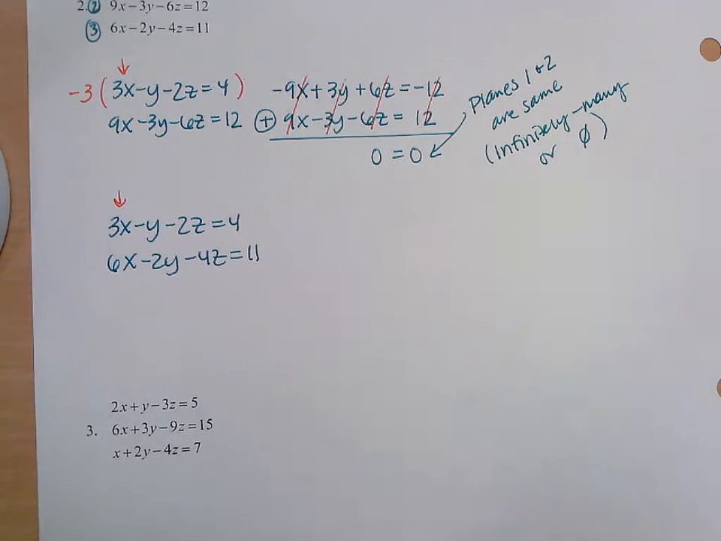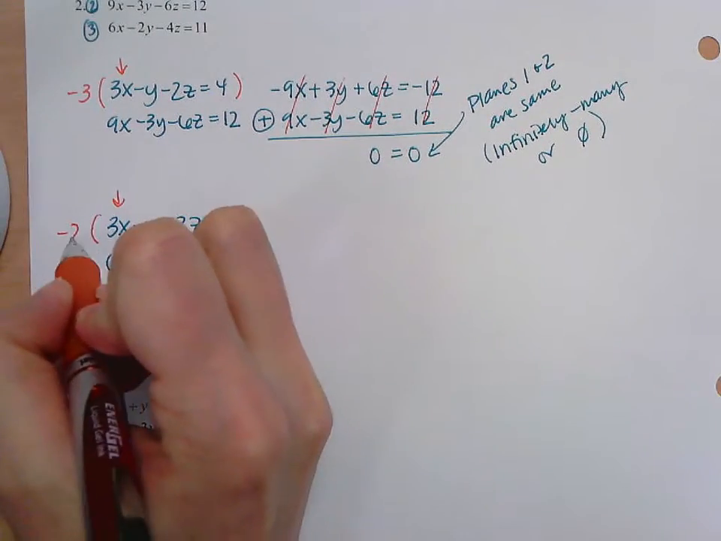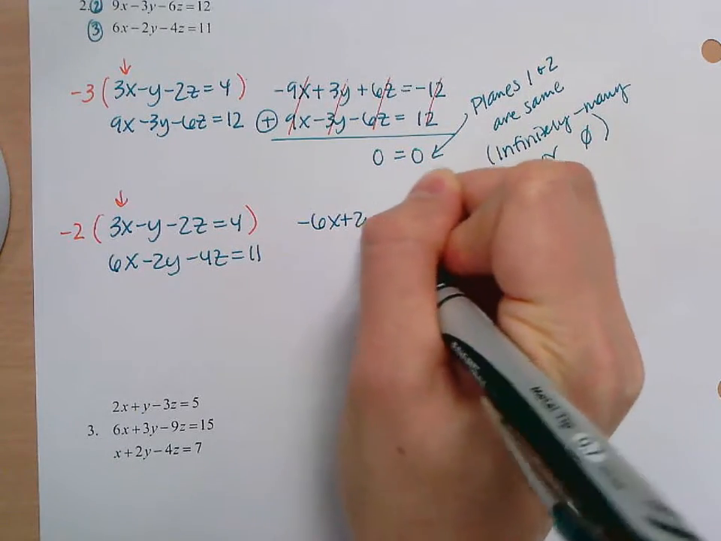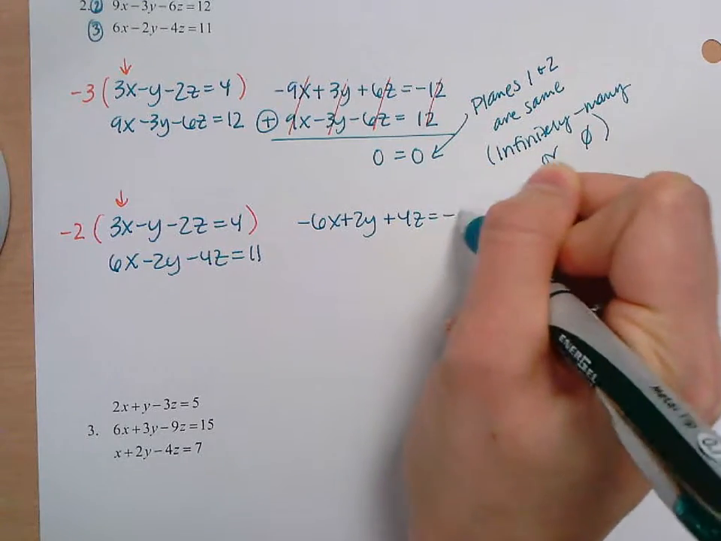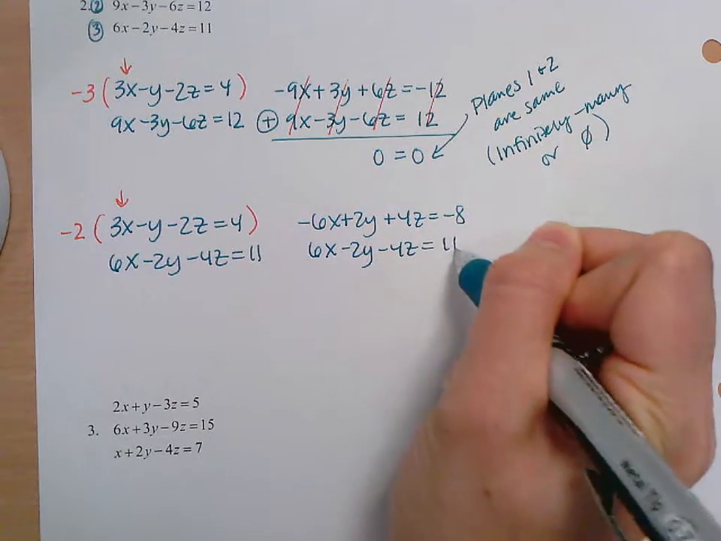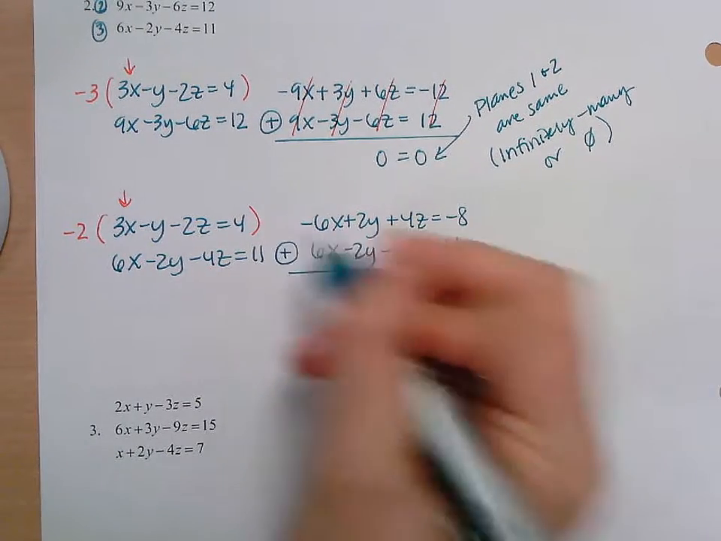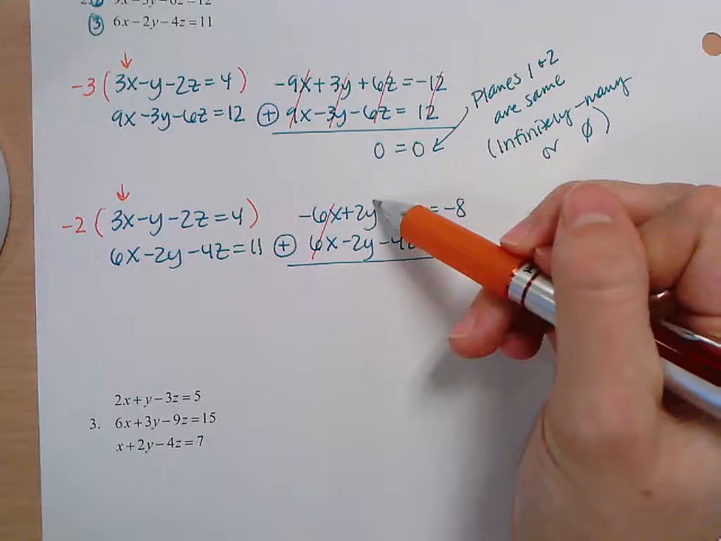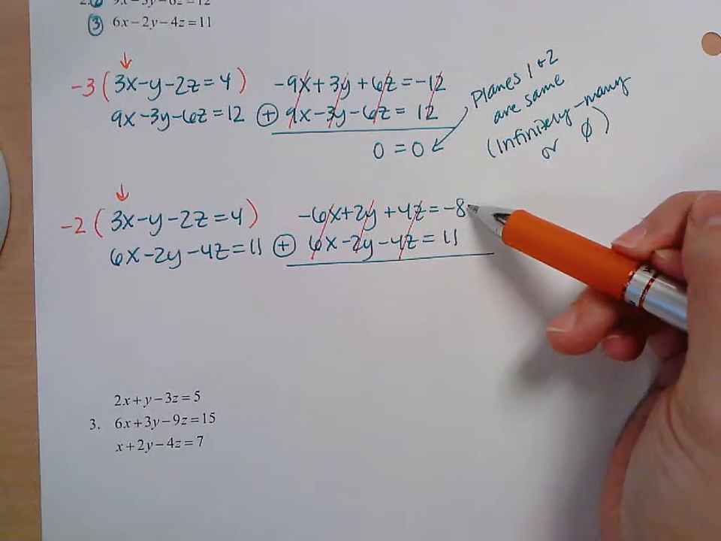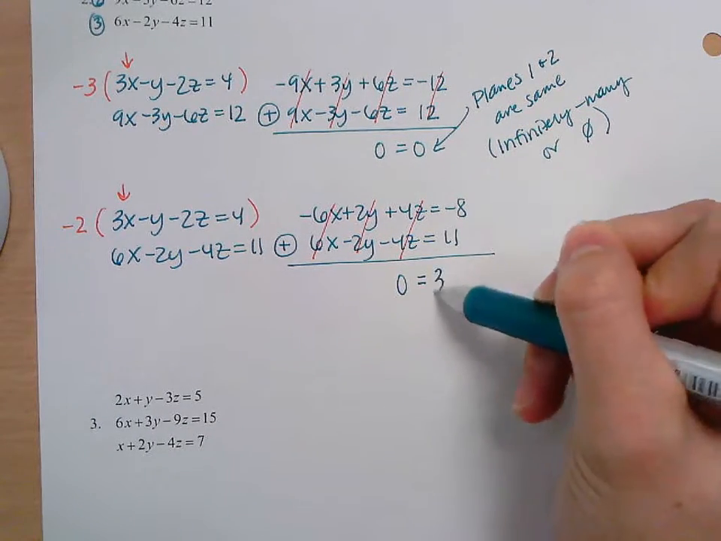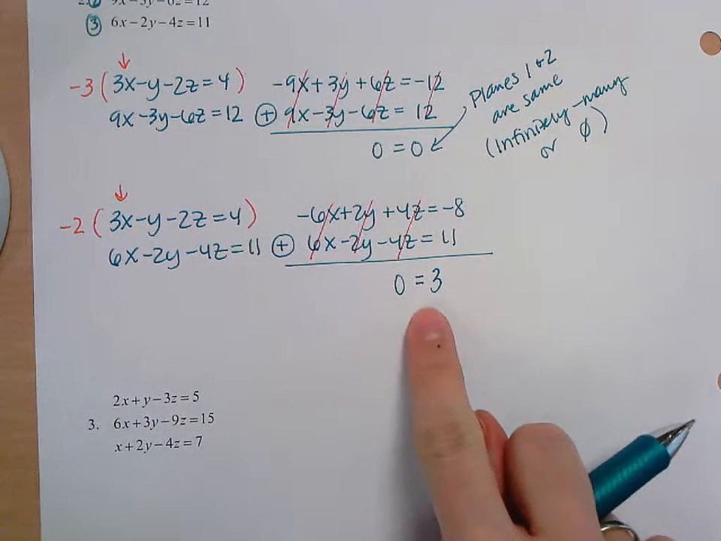So again, if I wanted to continue, I had chosen to eliminate x in the other one. Here I'd have to multiply the top by -2. So I have -6x plus 2y plus 4z equals -8. And then my bottom equation is not changing. Okay, so my x eliminates. But so does my y, so does my z. My constants do not. So I get 0 on this side and then 3 on this side. So this is no solution.